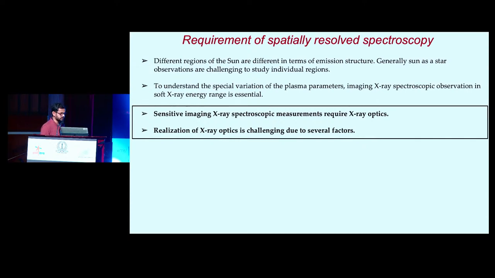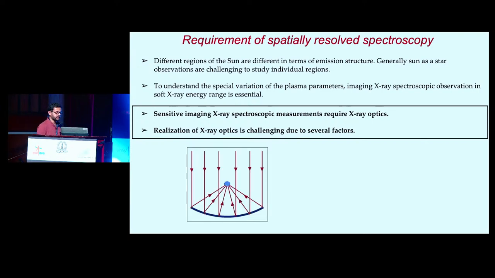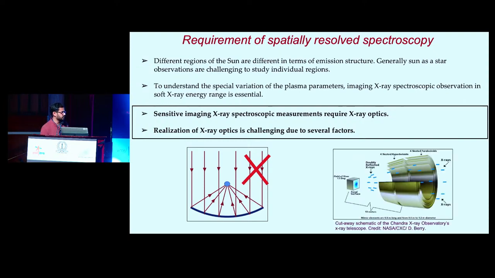To realize X-ray imaging spectroscopy, we need X-ray optics, which is challenging in several respects. First, X-rays are high energy photons. Because of that, a normal mirror-like optical telescope cannot be used, and we need a different type of telescope, called an X-ray telescope, which relies on the grazing incidence principle of the X-ray photon. This cartoon shows the basic mechanism of this technique.